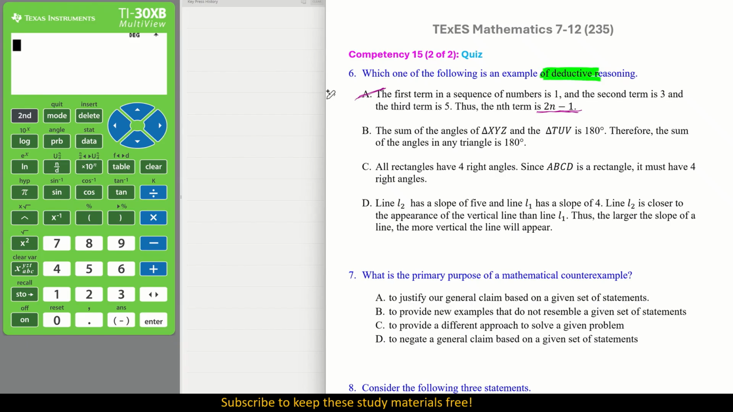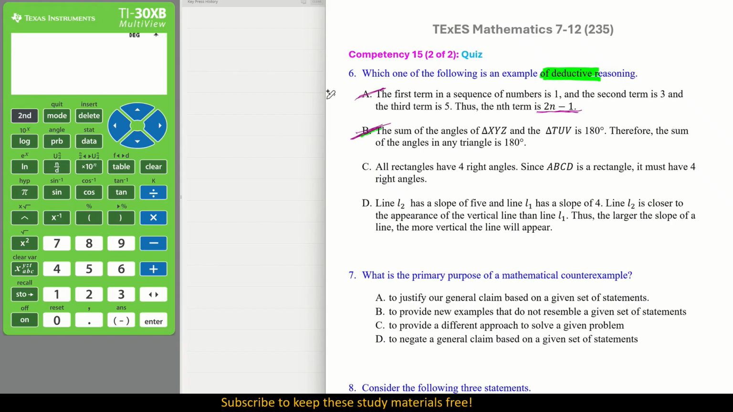Let's look at B. The sum of the angles of triangle XYZ and triangle TUV is 180. Although letters are general in our minds, those are specific triangles with unique labels being compared. So that is specific to the general. That is inductive reasoning, so that's not what we want. I'll mark that out.